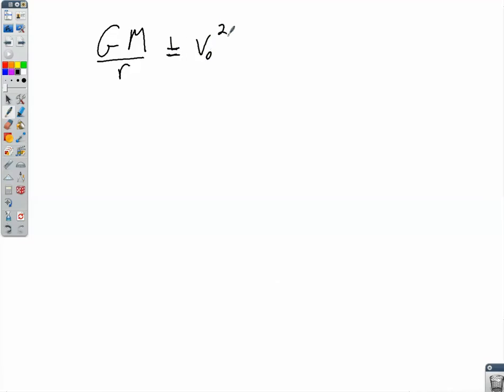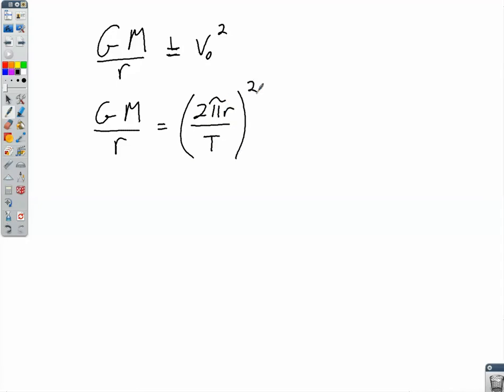And I made the mistake. It's not v0, it's orbital velocity. So we've got big G, big M over r is equal to the quantity of 2 pi r over T, and that whole thing is squared. Now we're going to do a little simplification here. Left side stays the same, and on the right side we have 4 pi squared r squared all over big T squared.